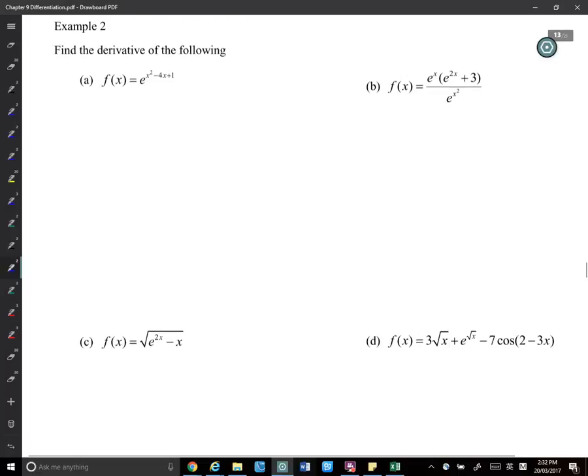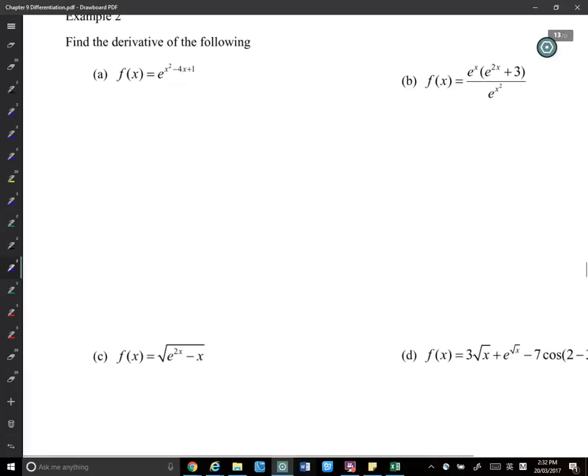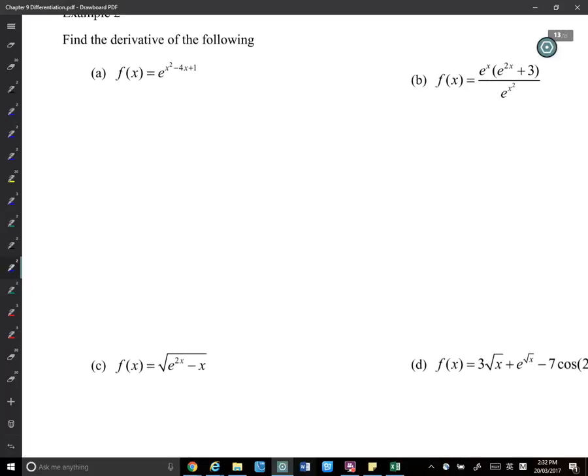Look at example 2. I will do some of this with you together, and I will require you to do some of it by yourself. I want to derive the following. It's a pure calculation question, more like a part 1 exam question, and it's easier than the part 1 exam. Some of them are easier, some of them are a little bit harder.